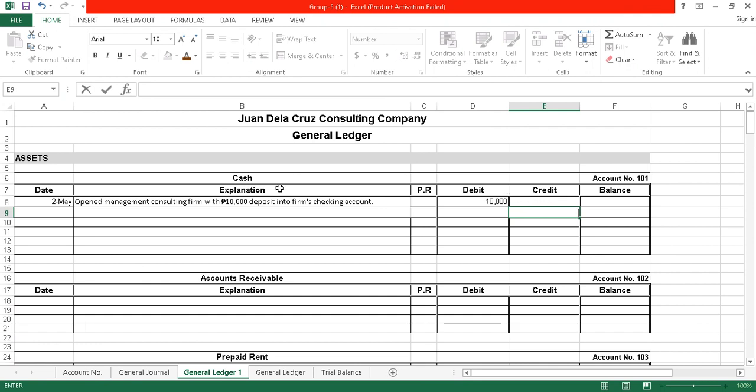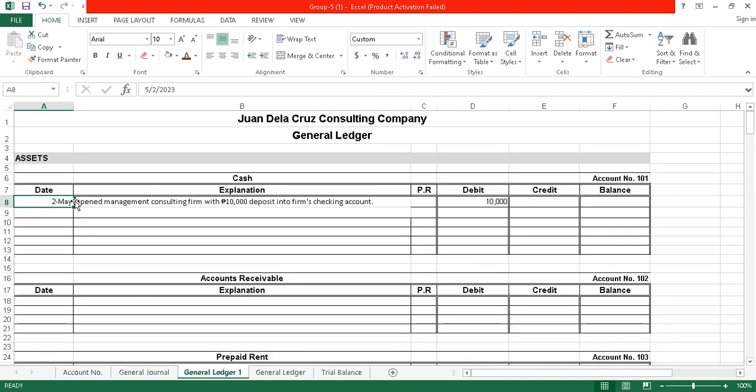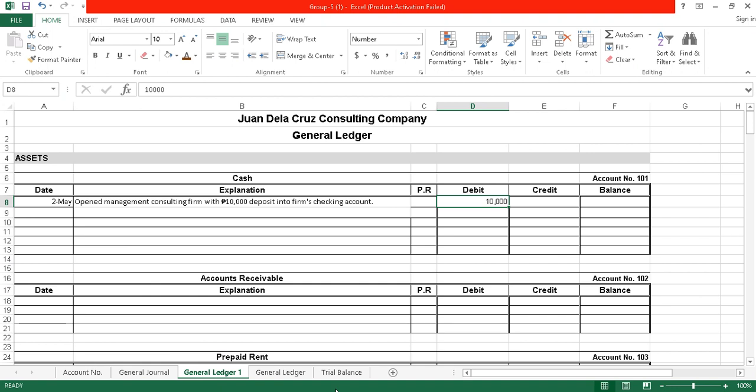So the fourth step is to record financial transactions. In this step we are now going to record financial transactions, and day to day we must record your business transactions as they occur. For example, here's a journal. We have here May 2, cash, debit 10,000, and we just copy it: May 2, the description of the account, cash, and the debit 10,000.